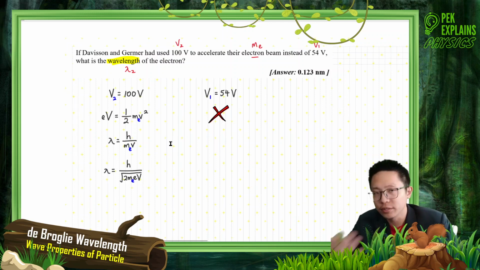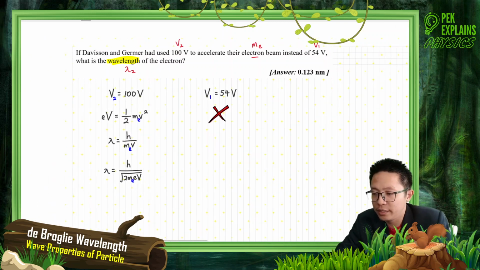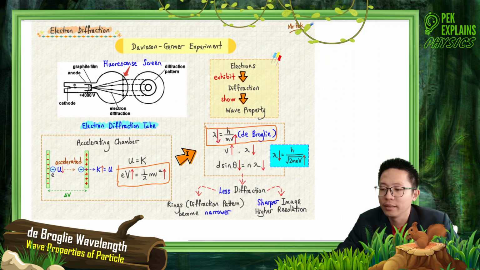Now, is there a more direct way to find the wavelength directly from the voltage? Yes. These 2 formulas, eV equals half mv squared and lambda equals h over mv, if combined, you get a new formula which relates the voltage directly to the wavelength.